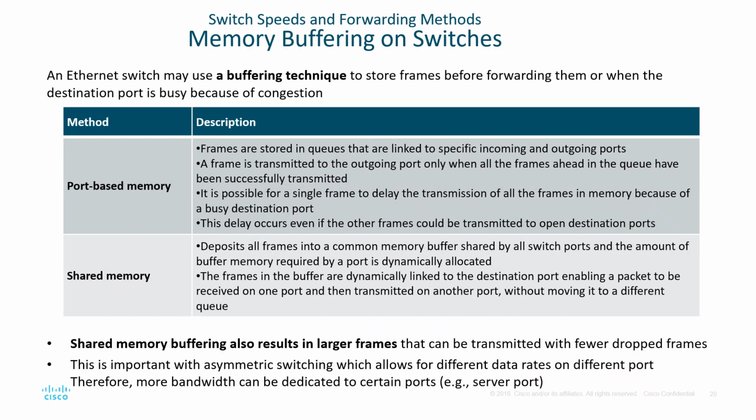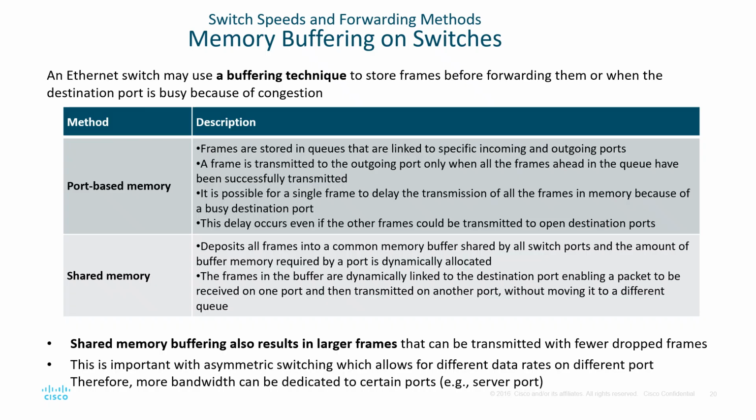So an Ethernet switch may use a buffering technique to store frames before forwarding them or when the destination port is busy because of congestion. So there are two different methods that can be chosen. There is port-based memory, and then there is shared memory.